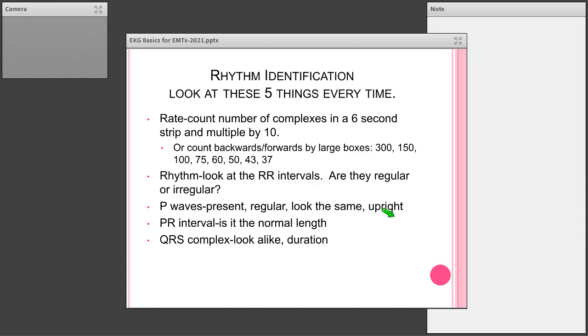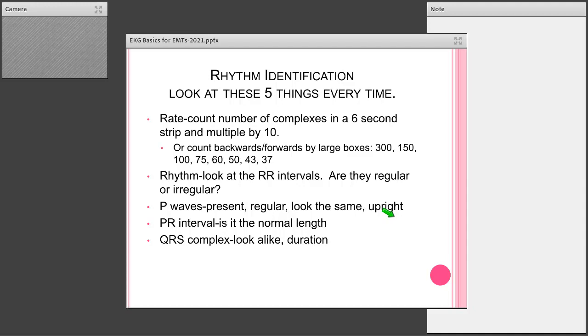The third thing that you're going to look at is the P wave. Is it there? Is there a P wave for every QRS complex? Does it look the same? Is it upright? Those are all things that you want to look for on the P wave.